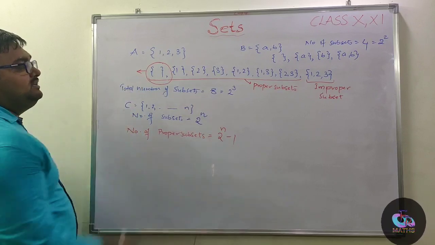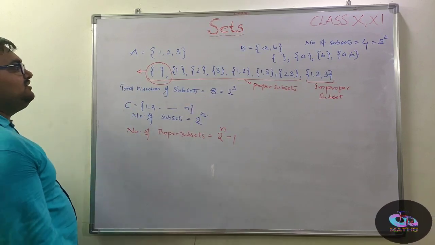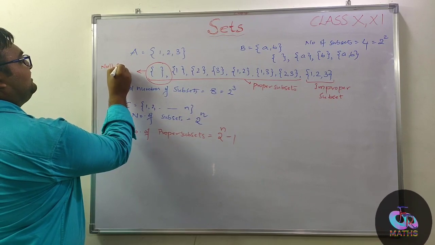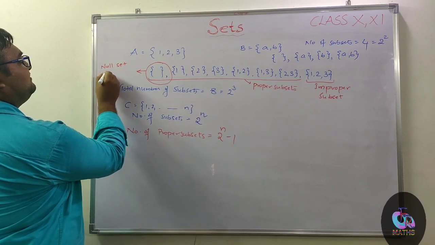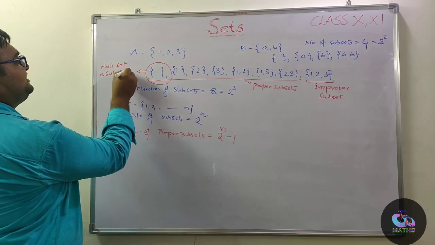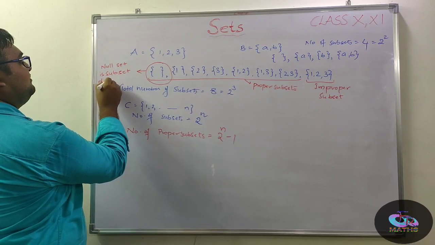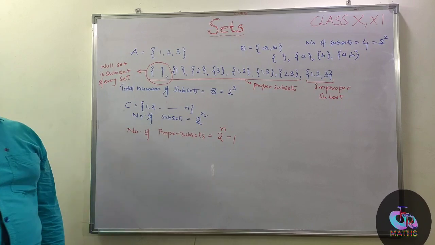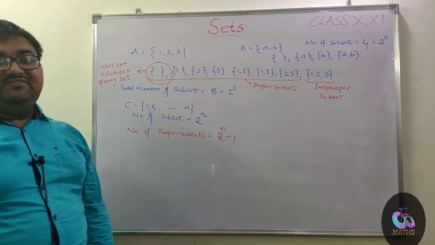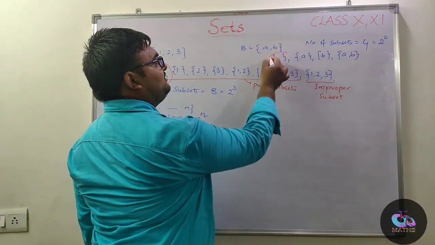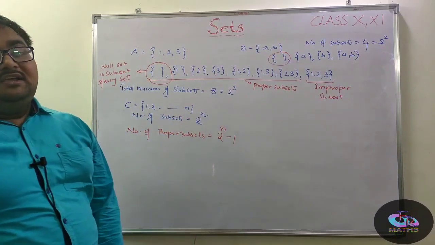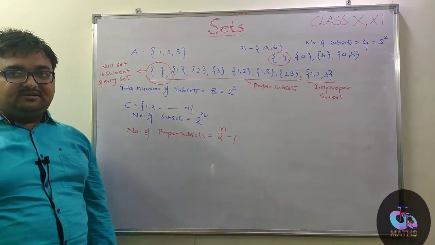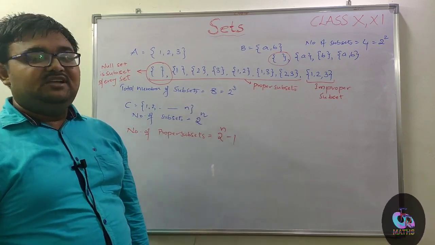So this particular null set is nothing but called as, null set is subset of every set. So here null set is subset of every set. So clearly you can observe here, null set is subset of every set. So this statement you need to remember, null set is subset of every set.